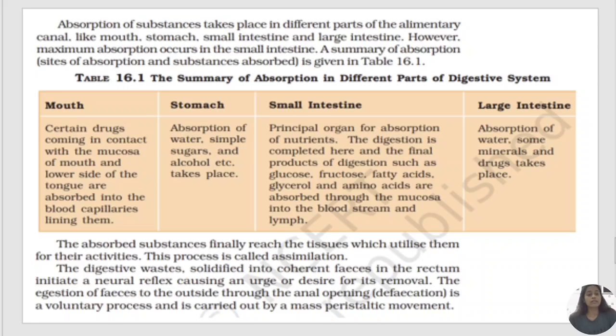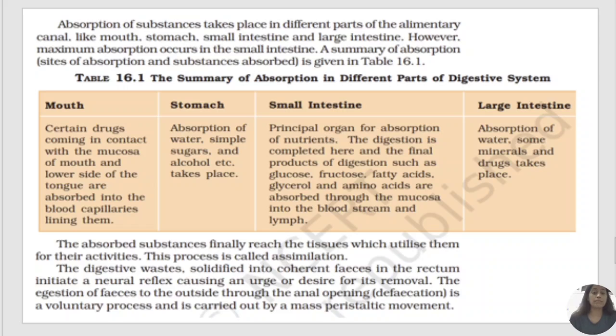So mouth. In the mouth, certain drugs coming in contact with the mucosa of the mouth, a sticky substance, and the lower side of the tongue are absorbed into the blood capillaries lining them. So certain drugs are being absorbed. Then we have the stomach, where absorption of water, simple sugars and alcohol, etc. takes place. Then we have the small intestine, the principal organ for absorption of nutrients.